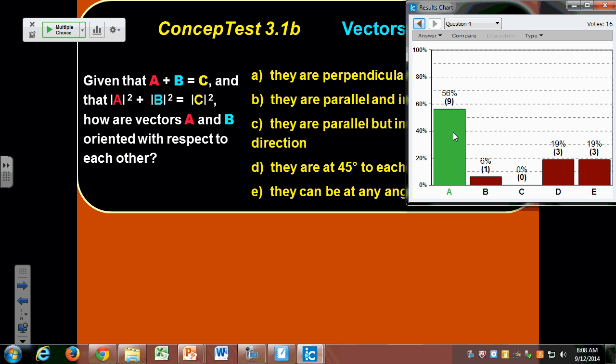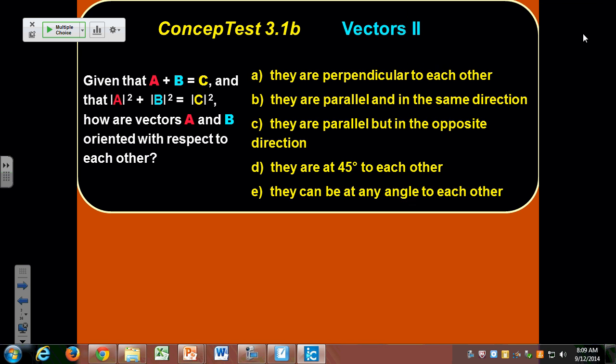Okay, very good. Why is it that they're perpendicular to one another? Right, but what is it about A squared plus B squared equals C squared? What is that? Okay, it's only for right triangles. That's the Pythagorean theorem.